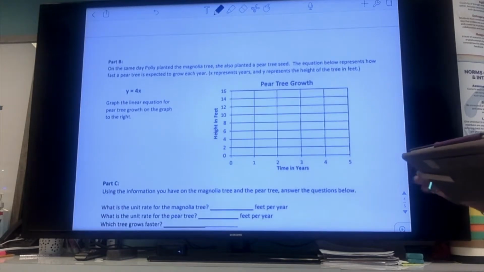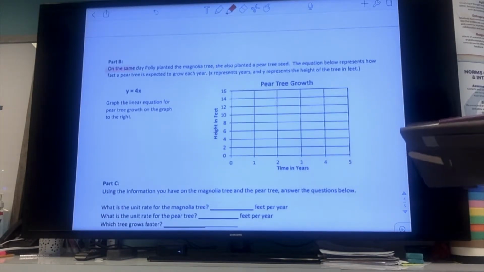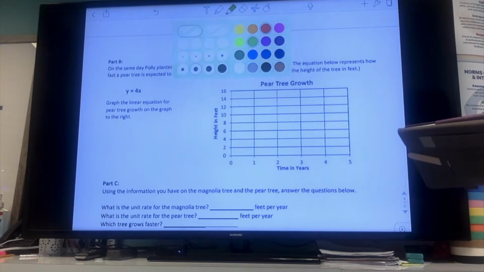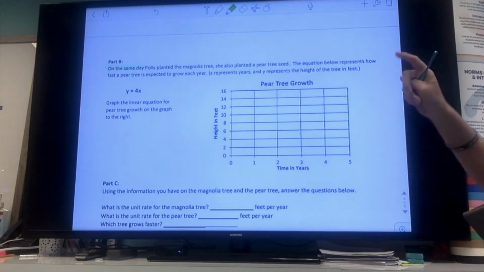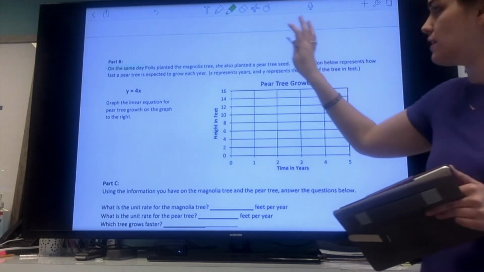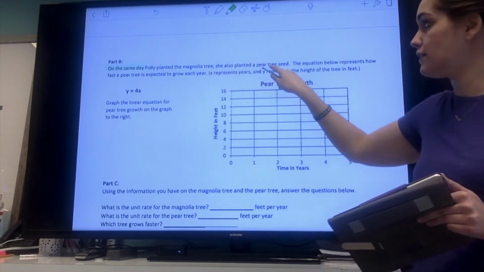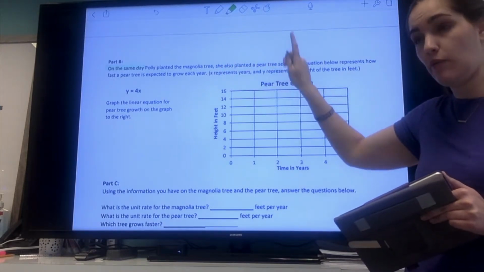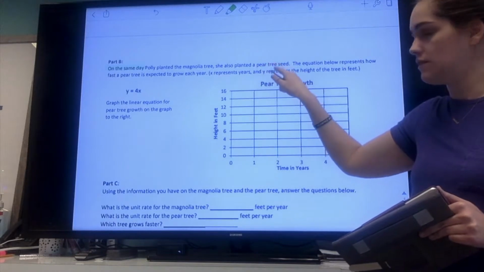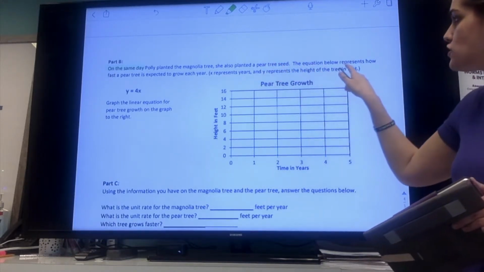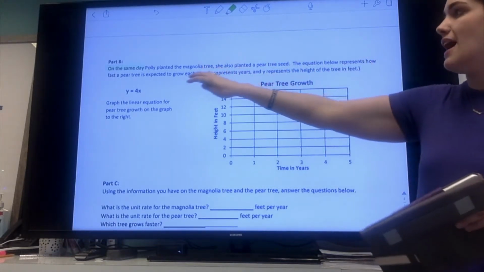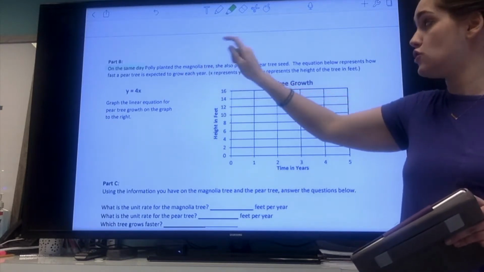Part B. On the same day, actually I like red for my answers. Let's go with green. On the same day as she planted that magnolia tree, she also planted a pear tree seed. And remember, the magnolia tree was already 4 feet tall. This day she plants a seed. The equation below represents how fast a pear tree is expected to grow each year.